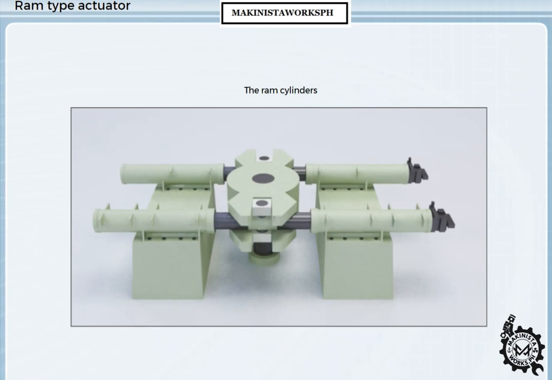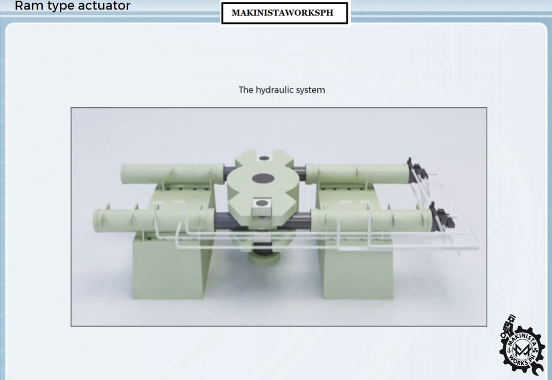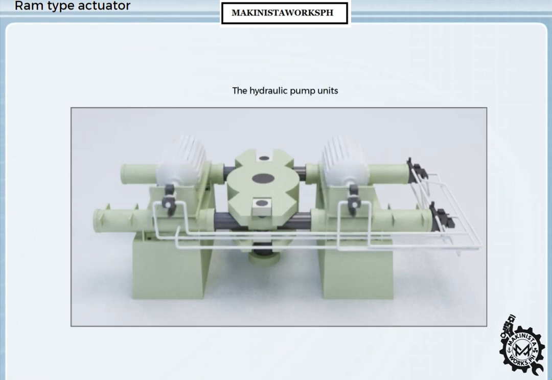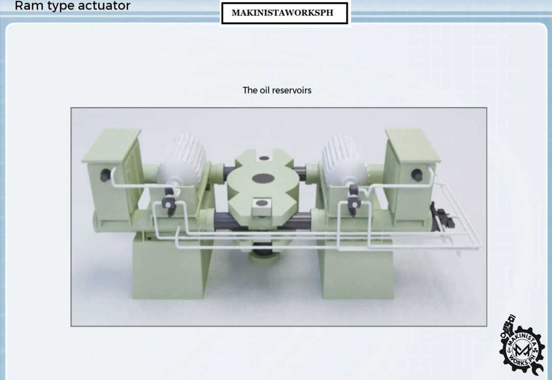These are the ram cylinders with pistons. Here are the high-pressure hydraulic pipes. Here are the high-pressure hydraulic pumps with their electric motors. More hydraulic pipes. And finally, the oil reservoirs. The ram-type steering gear system is now complete.